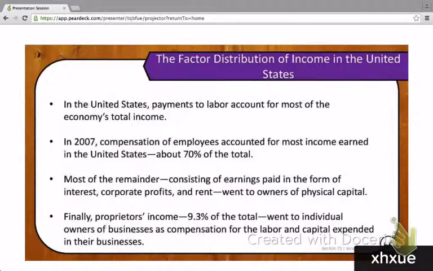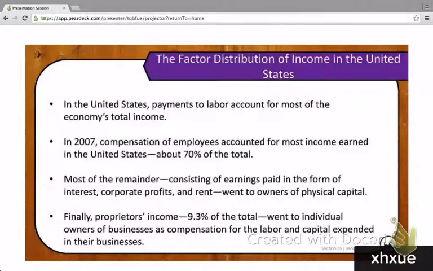Now, the distribution of factor income in the United States has been fairly stable over the past few decades. As I said, in the United States, payments to labor account for most of the economy's total income. For example, in 2007, compensation of employees accounted for most income earned in the United States. About 70% of all income that went for factors of production went to employees for their labor.